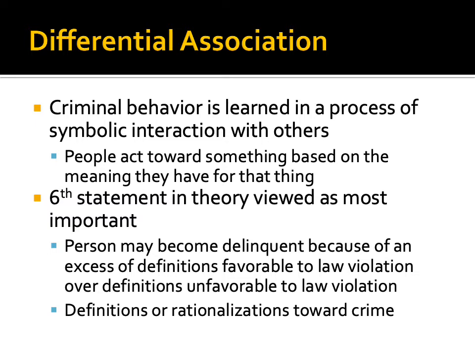So the sixth statement in the theory is viewed as the most important of all of the statements. And the sixth statement here is, a person may become delinquent because of an excess of definitions favorable to law violation over definitions unfavorable to law violation, right? And these are definitions or rationalizations toward crime is the basic idea here, right? I'm committing crime because of whatever the case may be, right?